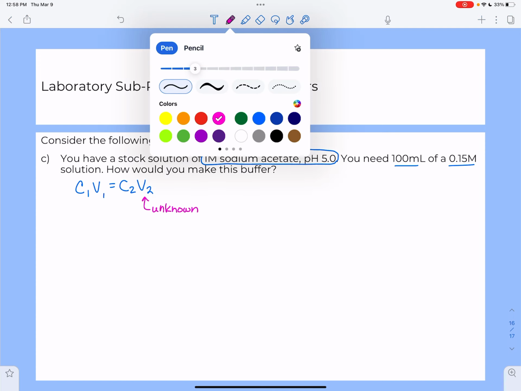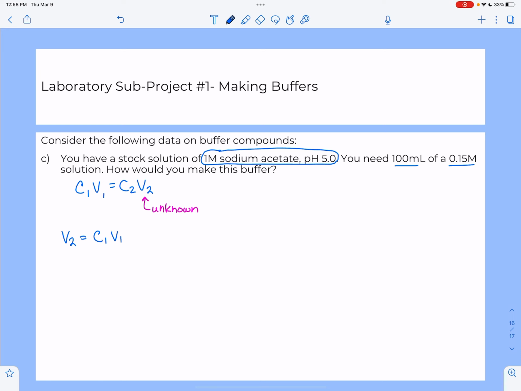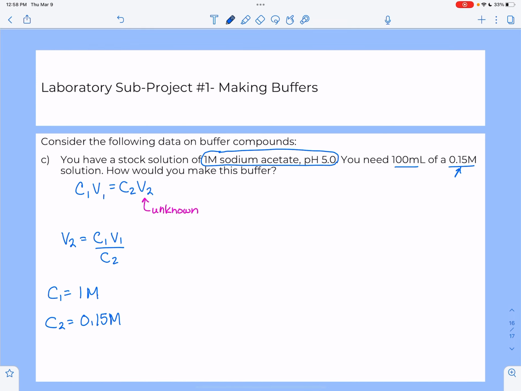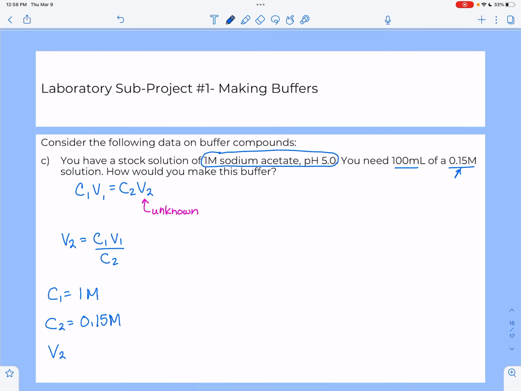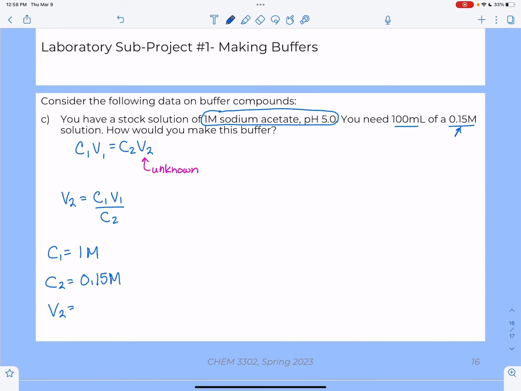Okay, so our V2 is going to be equal to C1V1 divided by C2. Okay, so our concentration is the concentration of the original stock, so that's 1 molar. And then our concentration 2 is what we want it to be, which is 0.15 molar, or 150 millimolar. And our final volume that we want is going to be 100 milliliters. And I incorrectly said what our unknown was. So our unknown is how much of the stock solution we're going to use. So let's do this. Our V1 is going to be equal to C2V2 over C1. There we go. That's fixed.